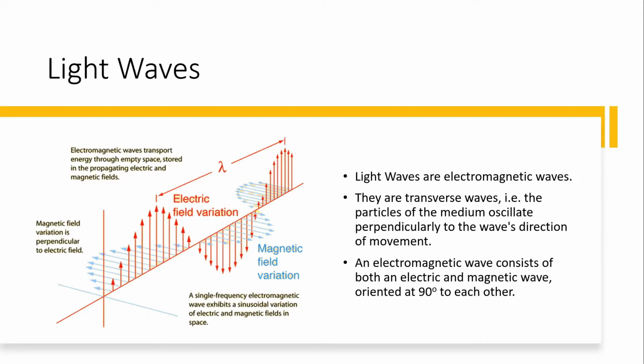So light waves are transverse waves. That means that the particles of the waves are oscillating perpendicularly to the direction of the wave path, and they are electromagnetic waves. What that means is that they've got an electric field around them, or they're carrying some sort of electrical energy, and they've got a magnetic energy as well, right? Those electric and magnetic fields are propagating as transverse waves, and they're at a 90-degree angle to each other, or they're perpendicular to each other.